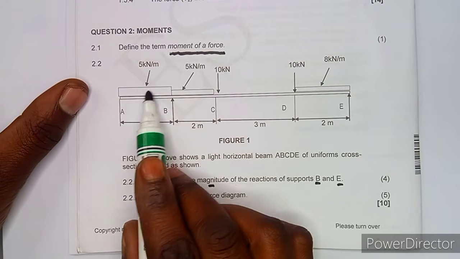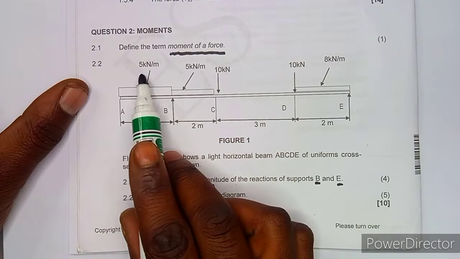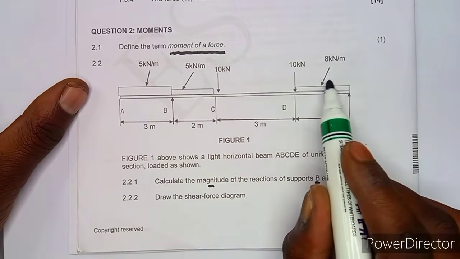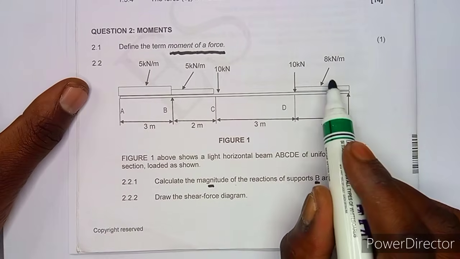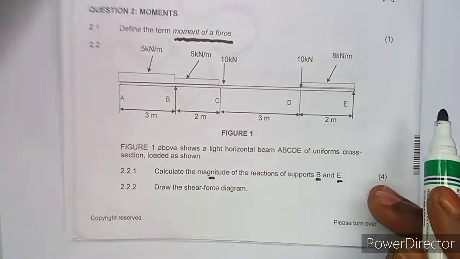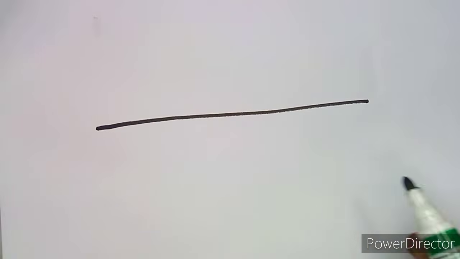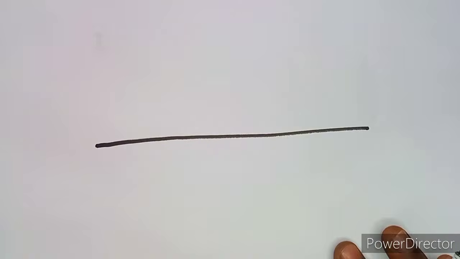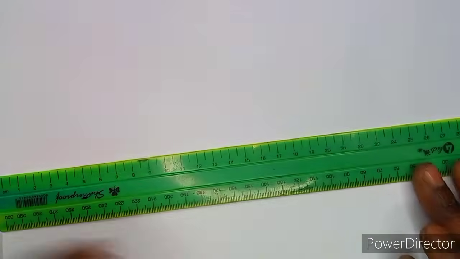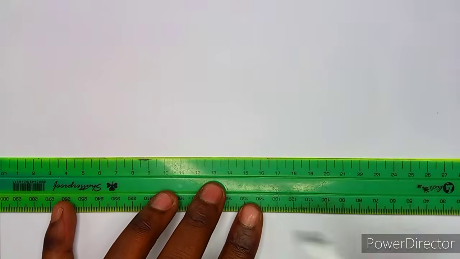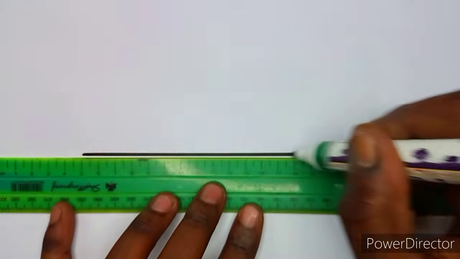Here we have 5 kilonewton per meter, which is a distributed load, and also another 8 kilonewton per meter, which is a distributed load again. So I refer to this, guys. Remember, we said it's best for us to just redraw this so that we can understand what's going on. Does it look like a beam? Okay, it doesn't look like a beam, so let us make it look much better. We are going to just draw something like this.